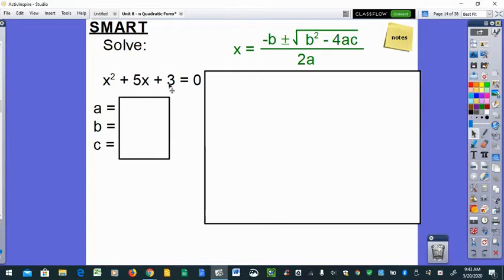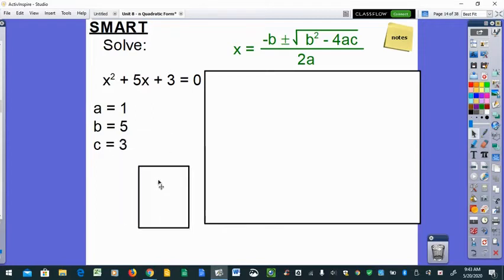Okay, now that you're back, remember that in order to use the quadratic formula, it needs to have all three terms on one side. Unlike completing the square where we need the constant on the other side, this is more like factoring. We need everybody on one side, and this one is good to go. My A is going to be the invisible 1, my B is going to be a positive 5, my C is going to be 3. You don't have to write that down. I just wanted to have it there so you can see.